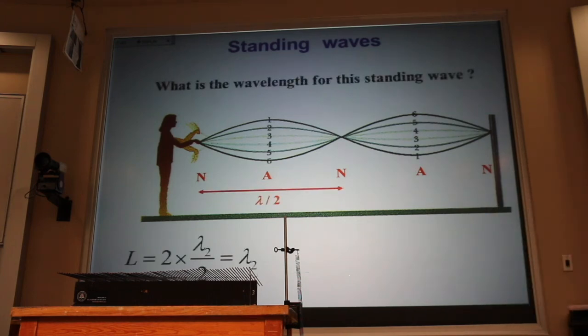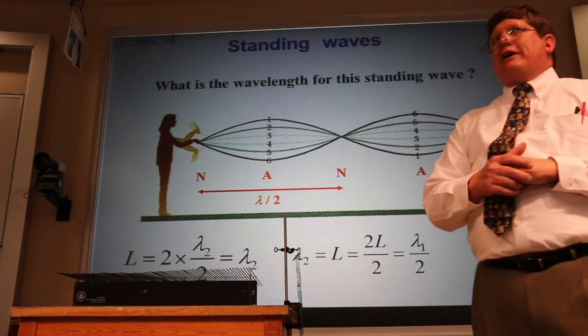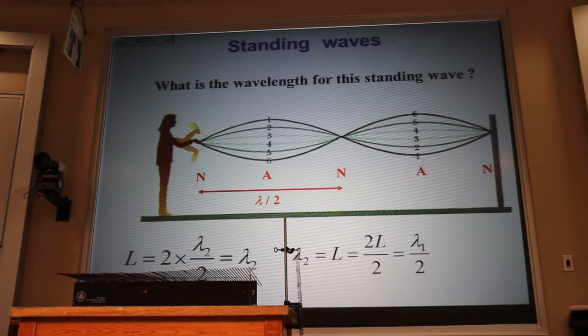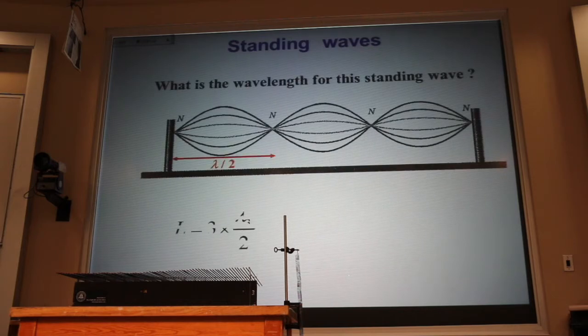That means the wavelength is the length of the string, L. But here's the important part. That's half what it used to be. It used to be 2L, and now it's just L. Now, if we go to the third harmonic, now I've got 3 footballs.